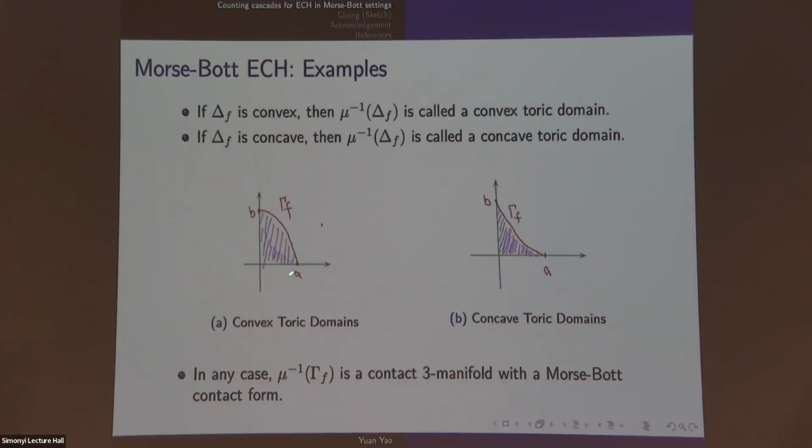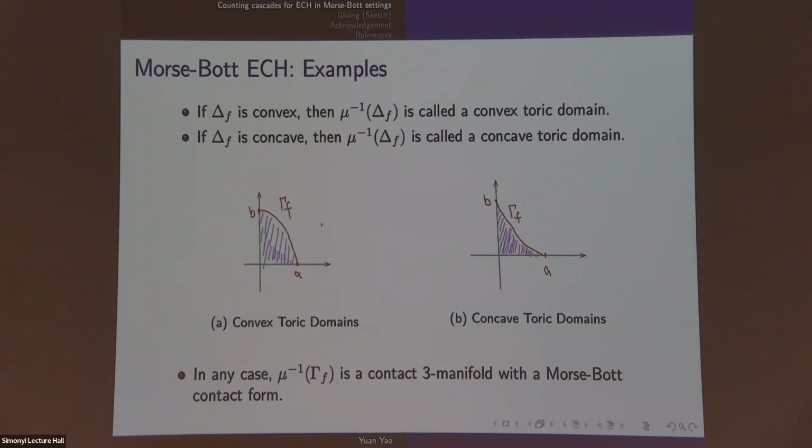So this is my function, this is my graph of function f, and delta f is the shaded purple region. If this region is convex, then its pre-image is called a convex toric domain. And if this is concave, its pre-image is called a concave toric domain. In any case, you need to add a bit more technical conditions, but the pre-image of the graph is a contact 3-manifold with a Morse-Bott contact form.